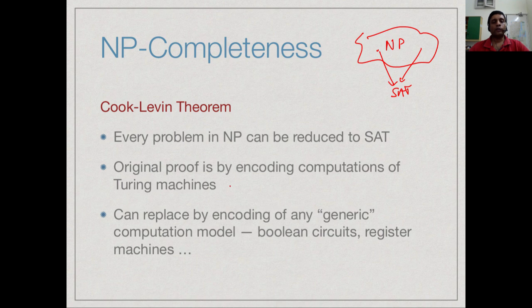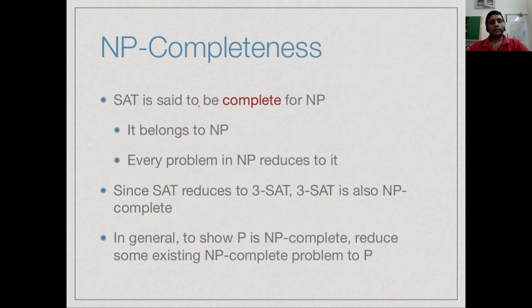So you can encode the behavior of that checking algorithm for that problem in SAT, and therefore it turns out that SAT is equivalent, or everything reduces to SAT. Okay. So this gives us a notion of completeness. We say that SAT is complete because it belongs to NP and every problem in NP reduces to it. This is the definition of NP completeness.